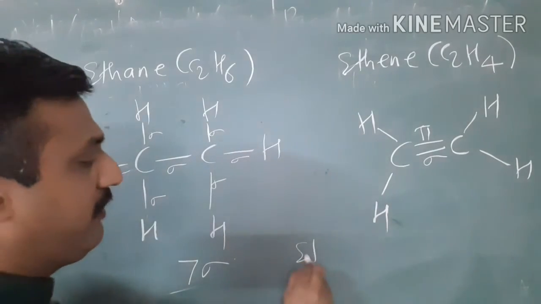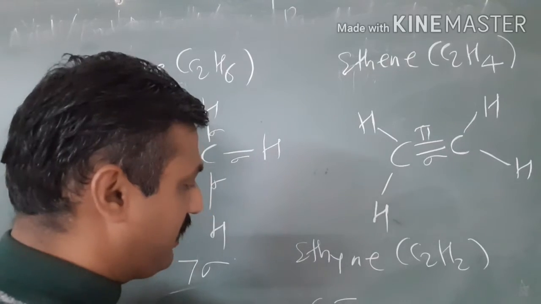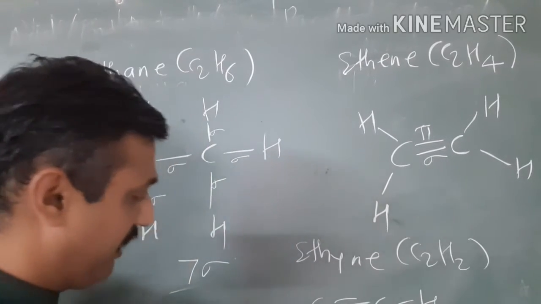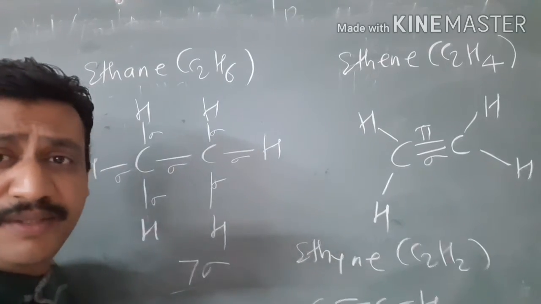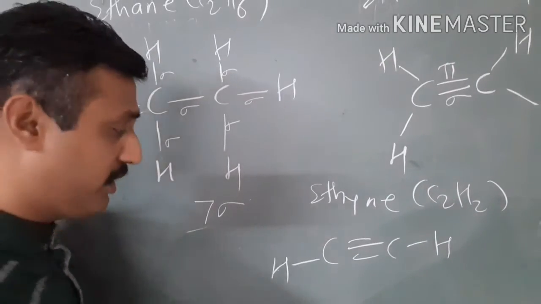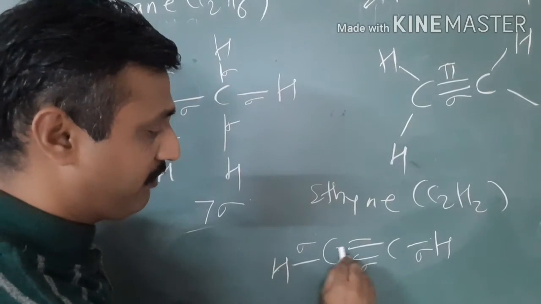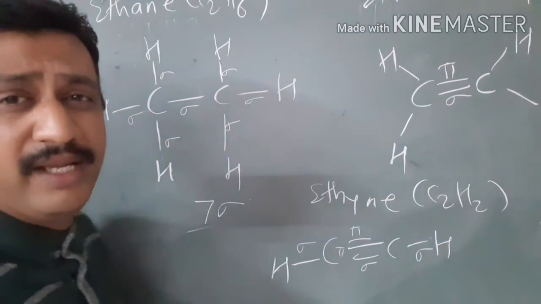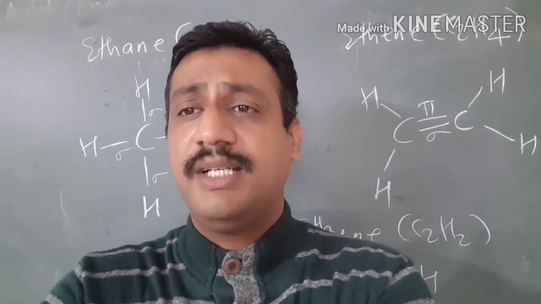Say for example, we have ethyne, which is also known as acetylene, C2H2. In this case the structure is C triple bond C with H and H. So between carbon and hydrogen, which bond is it? Between carbon and hydrogen, the bond is sigma. Here also sigma, and here the triple bond is there, first sigma and 2 pi. Okay. So the first bond is sigma and the other bonds are the pi bonds.